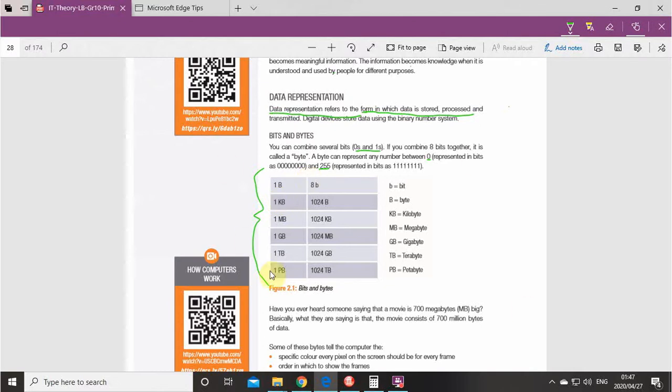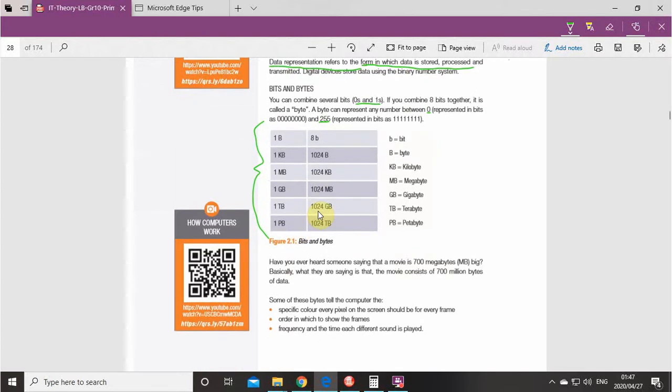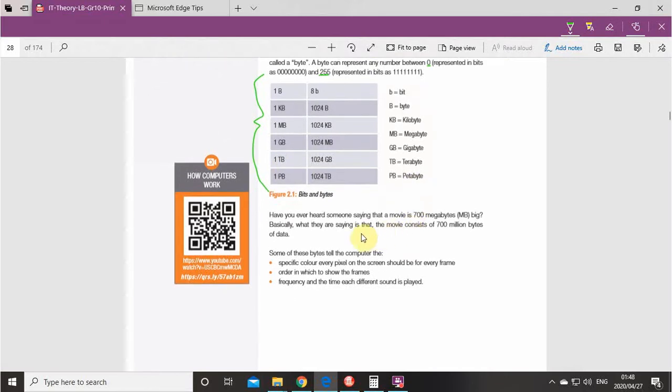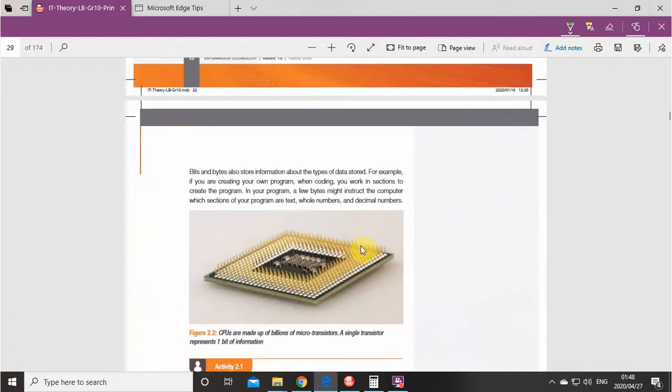Here is just a bit of information which you need to know. 8 bits is 1 byte. 1024 bytes is 1 kilobyte. 1024 kilobytes is 1 megabyte. 1024 megabytes is 1 gigabyte. 1024 gigabytes is 1 terabyte. And 1024 terabytes equals 1 petabyte. So just know this information.